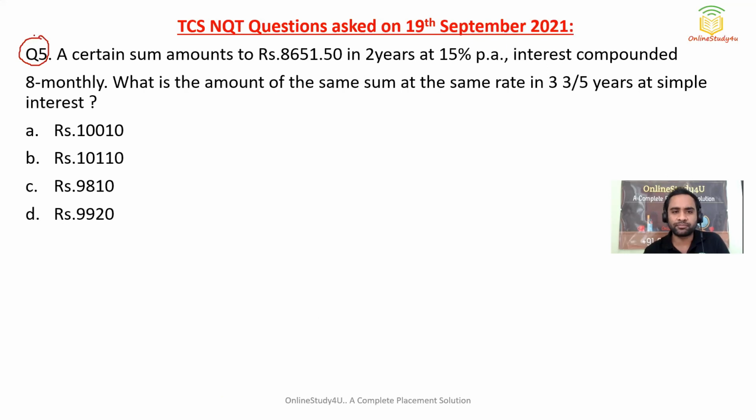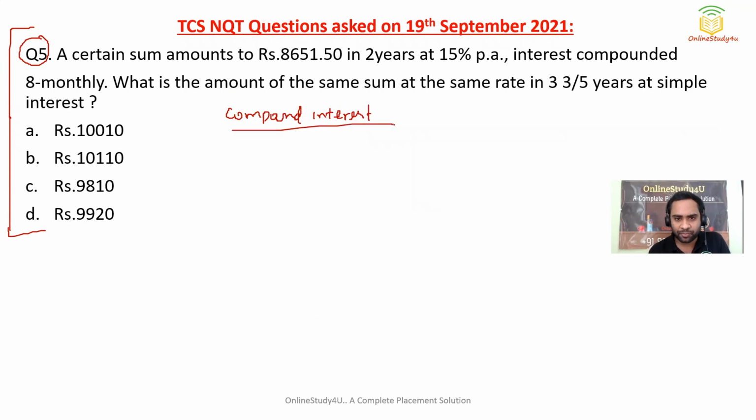A certain sum amounts to rupees 8651.5 in 2 years at 15% per annum, interest compounded 8 monthly. If it is 8 monthly, gone case. What is the amount of the same sum at the same rate in 3 by 5 years at simple interest? Okay, now, question number 5. This is a compound interest problem, and again I will say this is not an easy problem.